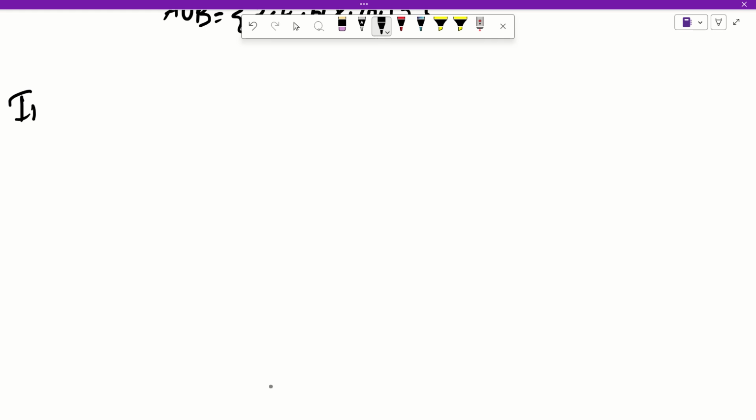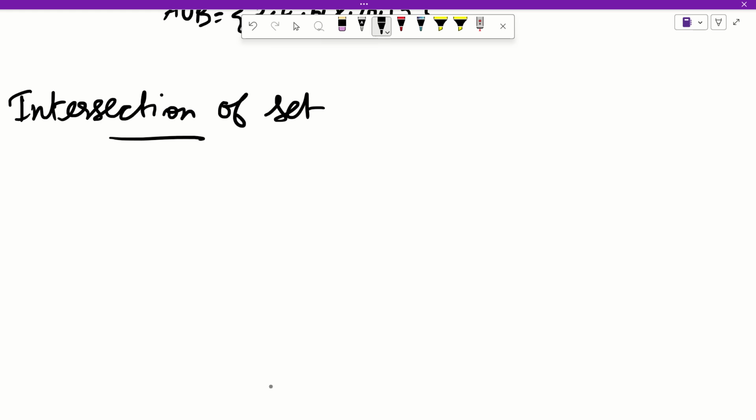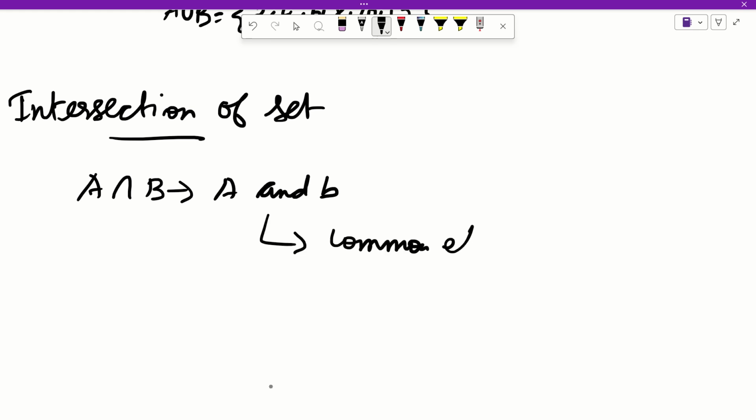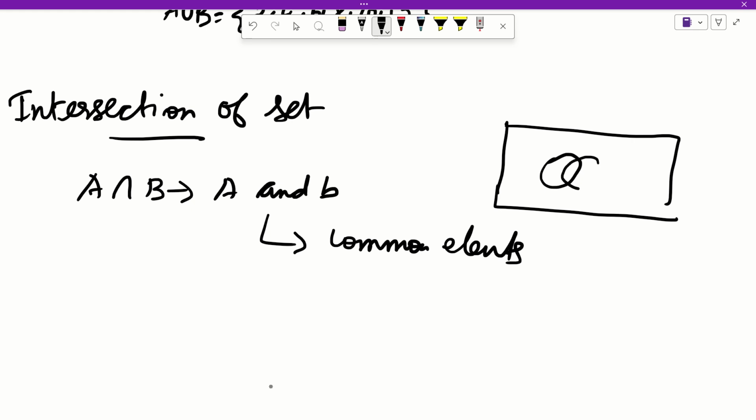intersection of sets. Okay, intersection of sets, we represent as A intersection B, which is called A and B. That is, we are only going to take the common elements. The Venn diagram will be like this. This is A and this is B. The common elements will be here. Right? That's it. Okay.